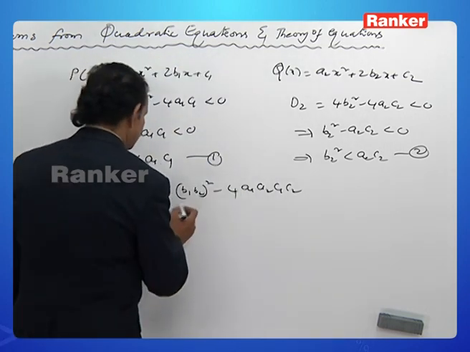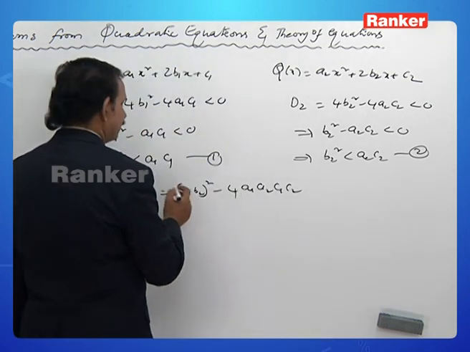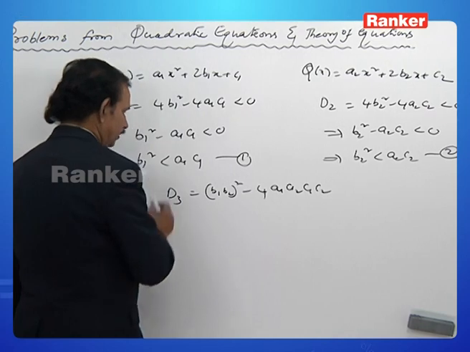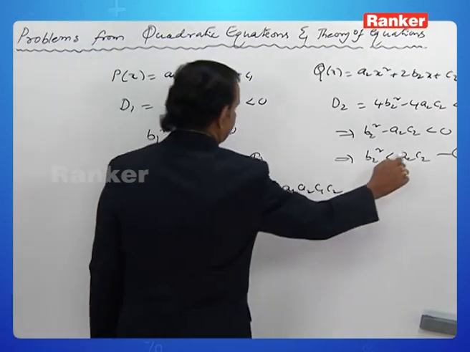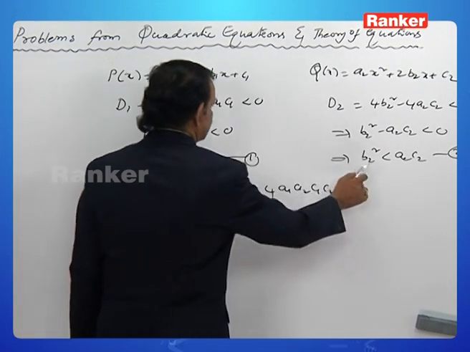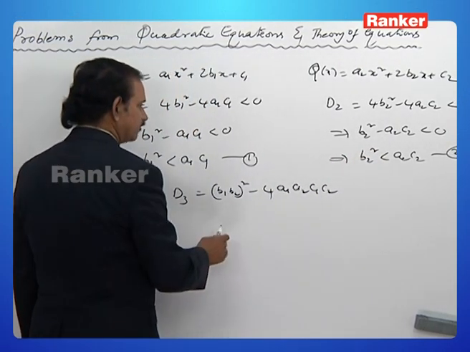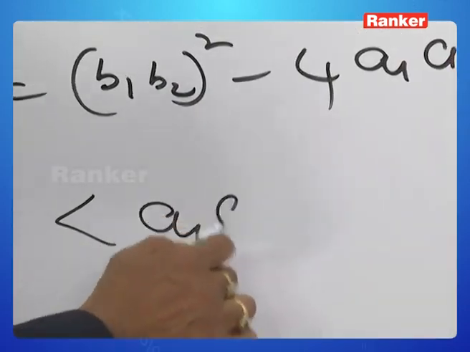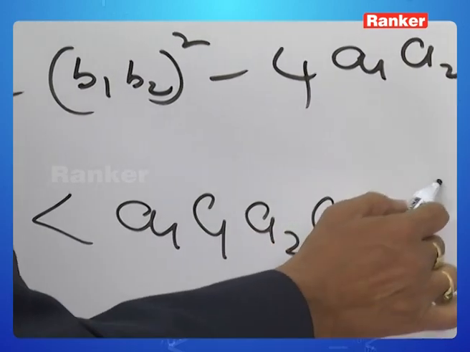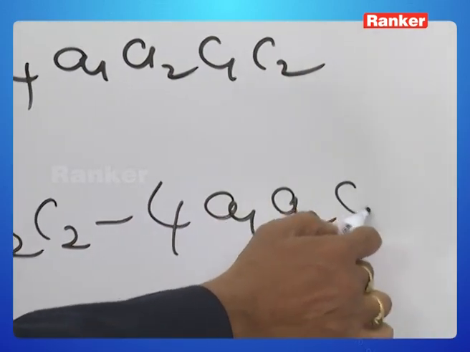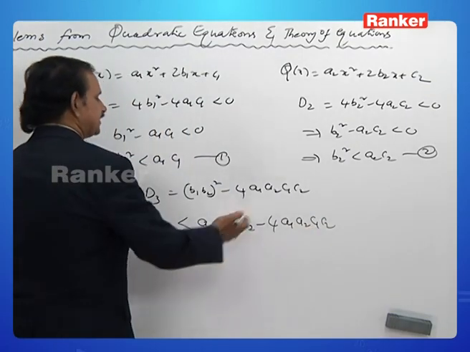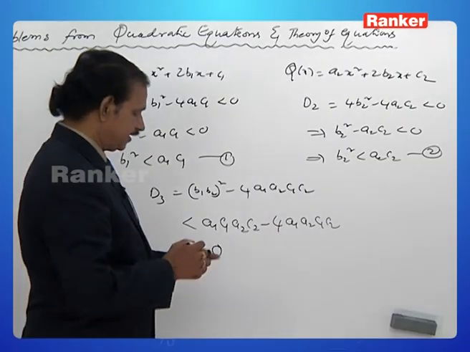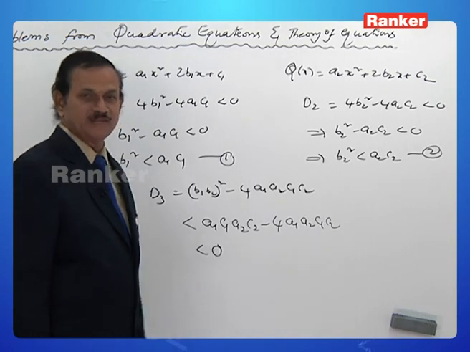Yes, b1 square b2 square, what is b1 square b2 square? b1 square is less than a1 c1, b2 square is less than a2 c2. This is a positive number, this is a positive number. So b1 square b2 square is less than a1 c1 into a2 c2. This is less than a1 c1 a2 c2 minus 4 a1 a2 c1 c2, which is minus 3 a1 a2 c1 c2, less than 0. D3, that is the discriminant of the given expression, is again less than 0.